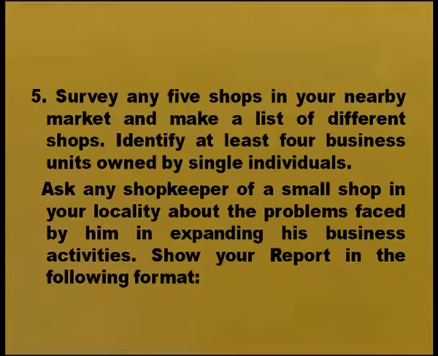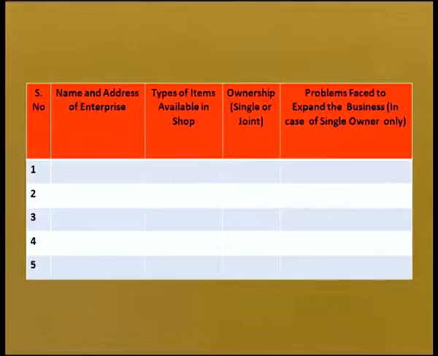Another report. Survey any 5 shops in your nearby market and make a list of different shops. Identify at least 4 business units owned by single individuals, that is sole proprietorship. Ask any shopkeeper of a small shop in your locality about the problems faced by him in expanding his business. You can show your report in this format. Serial number, name and address of the enterprise, type of the items available in the shop, ownership, whether it is a single owned business or joint venture, problems faced by the sole proprietor, like that.